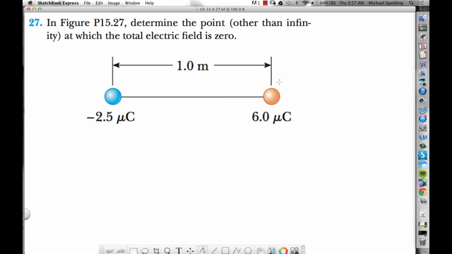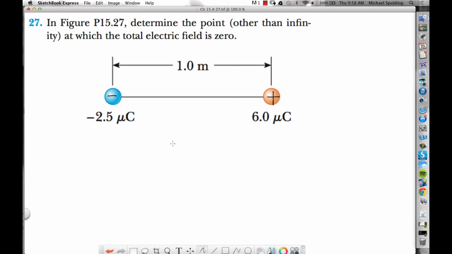Okay. So here we have a positive charge and a negative charge, and they're 1 meter apart. Determine the point, other than infinity, at which the total electric field is 0.